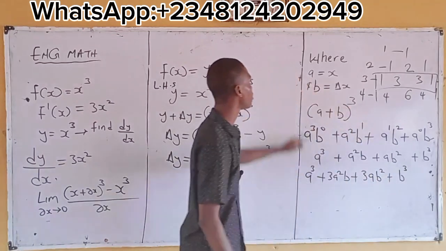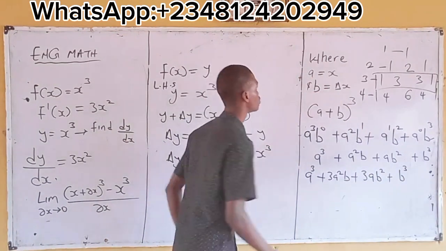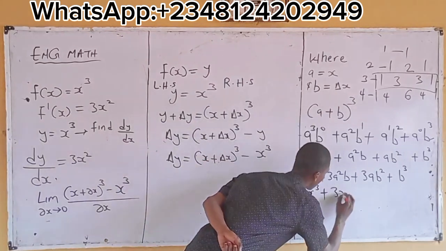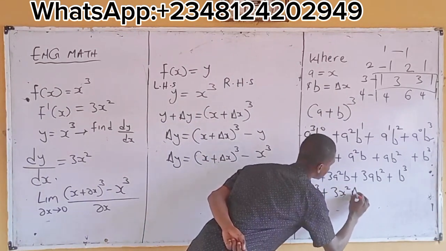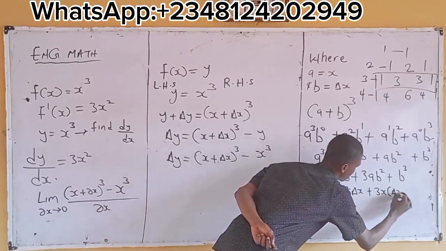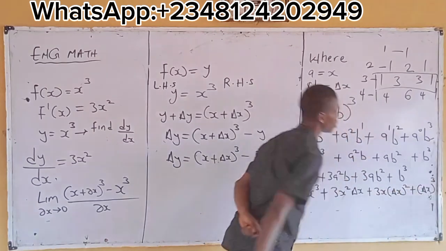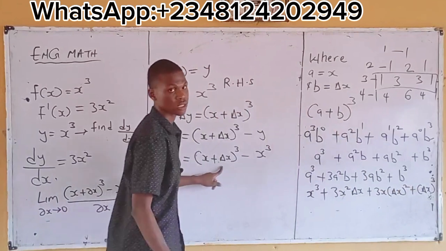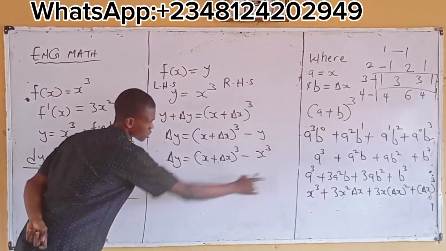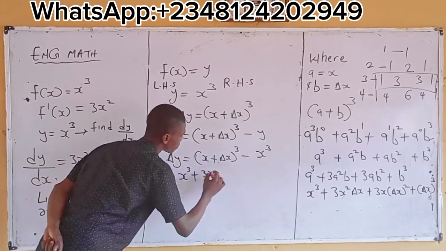Now, substitute the value of a and b. We said a is equal to x and b is equal to what? Change in x. Now, let's substitute. What do we have? x cube plus 3x squared change in x plus 3x change in x all squared plus change in x all cubed. Now, you've expanded this. Now, substitute. Meaning that change in y is equal to what? x cube plus, please call the values from here.